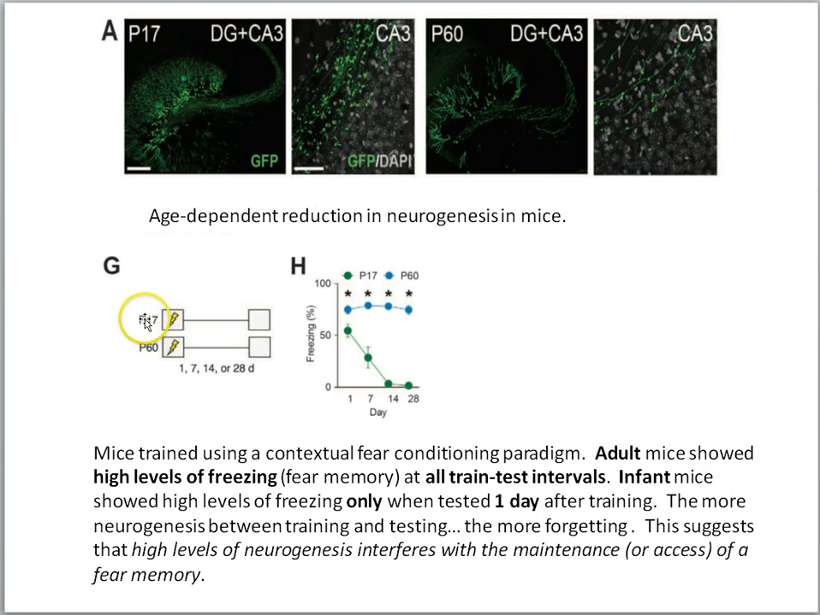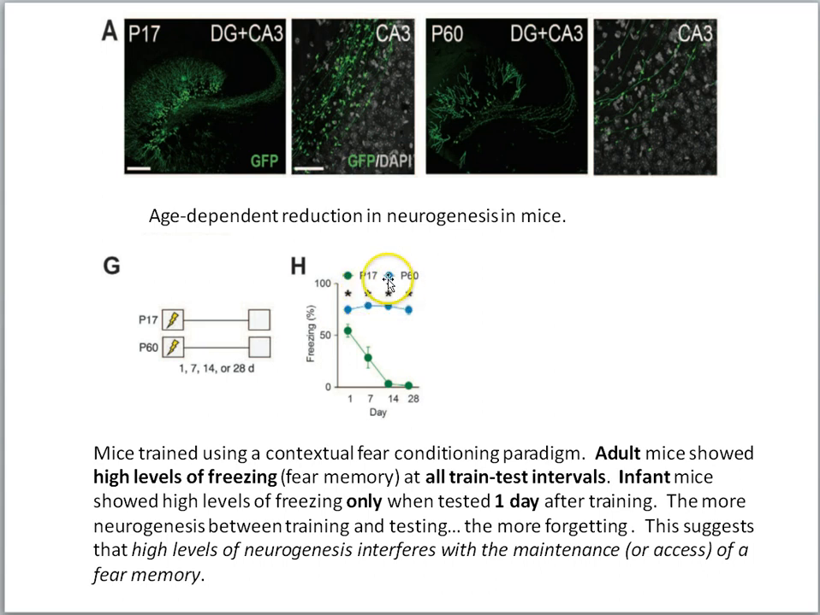So here we have the P17 mice, the P60 mice. They're going to be trained in a certain context, so they're going to get a shock in a context. Then they're going to wait 1, 7, 14, or 28 days. So that's the train test interval. And then the mice will be tested, simply putting the mice back into the context and see if they show fear behavior like freezing. Here we see the data over here.